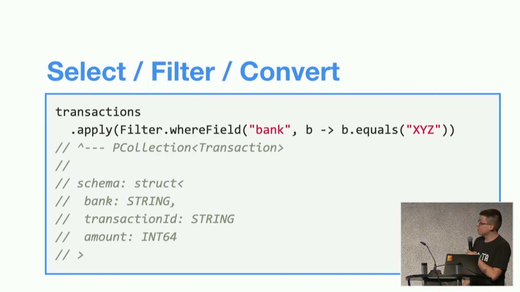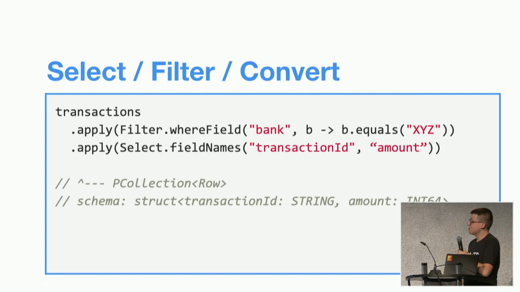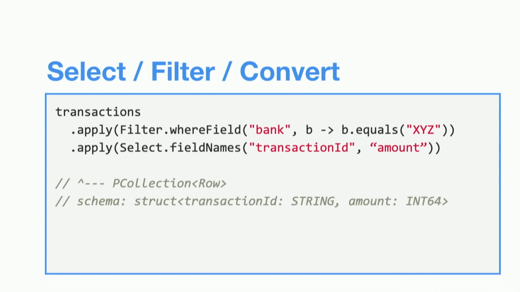In this case, we are going to filter transactions coming from a particular bank. So the bank field itself is not interesting anymore. And what we can do, we can just select the 2 remaining fields. What will happen, you'll get a PCollection of rows, because we cannot represent it as a Java type anymore.